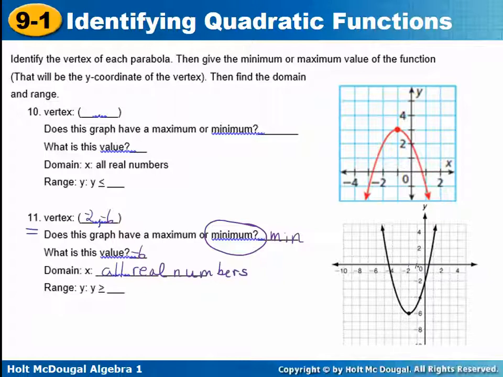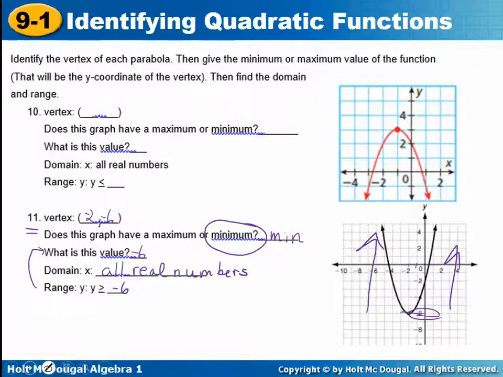Now, for the range, we have to look at what y will always be greater than, because this one's opening upward, so y is always going to be greater than this point right here. See, it never goes below that point. So then we write y is greater than or equal to the lowest point it ever is, which is also equal to the minimum. And that is y is greater than or equal to -6. So look back at your minimum or maximum to see what your range is going to be. They will be related to each other.